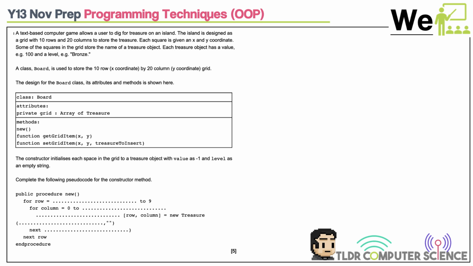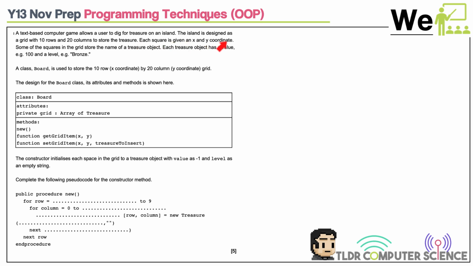Anyway, in this one here, a text-based computer game allows users to dig for treasure on an island. The island is designed with a grid of 10 rows and 20 columns. 10 by 20, what am I thinking? What kind of data structure might we want to use? And what kind of an array? 2D array. And I think that's going to be in here.